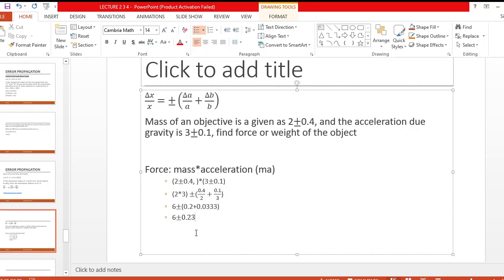You multiply if the measured values are being multiplied, but you add the relative errors. You divide if the measured values are being divided, but you add the relative errors. So the law is the same as for multiplication. It just differs on the original value.